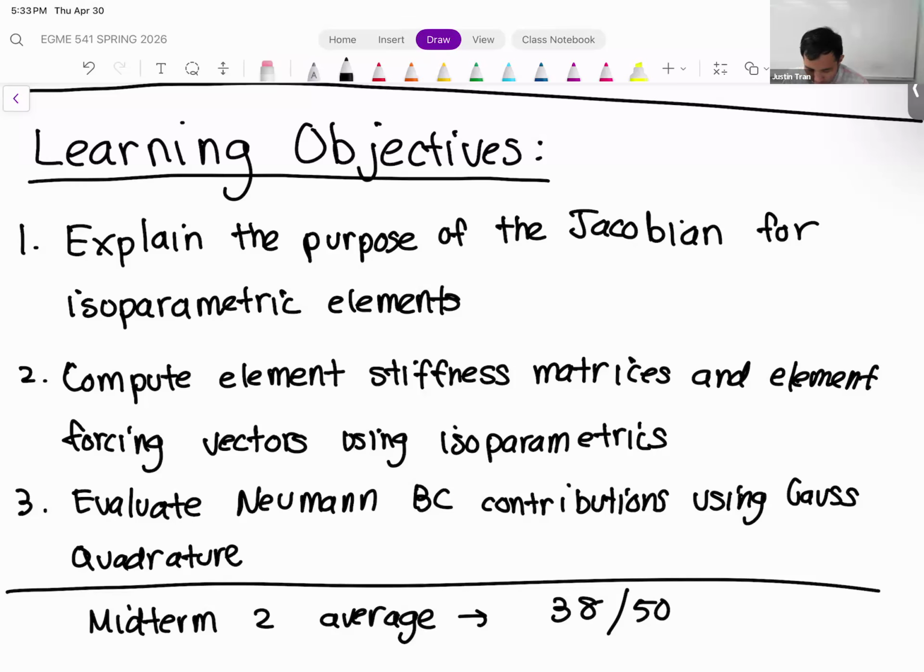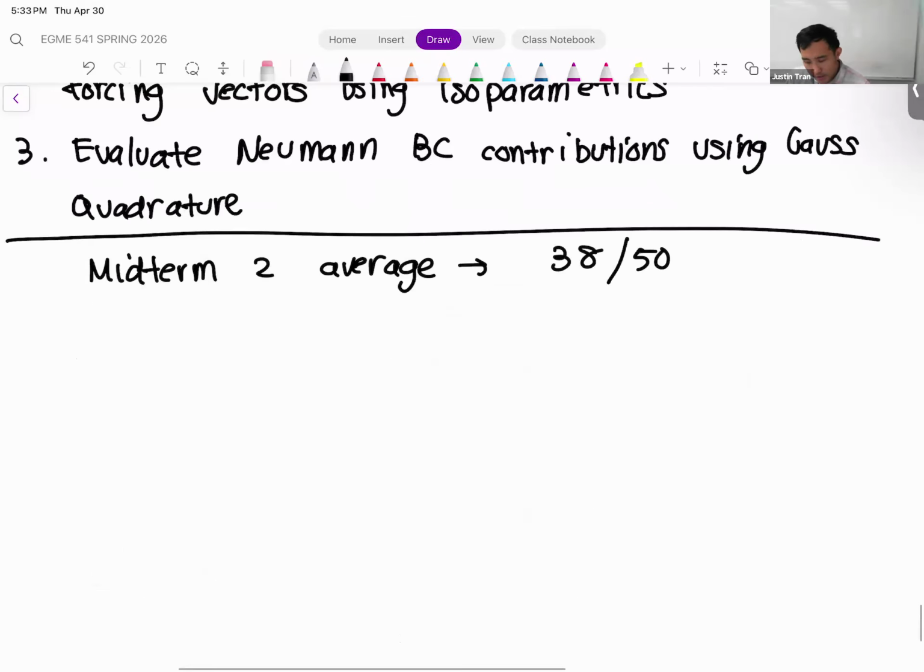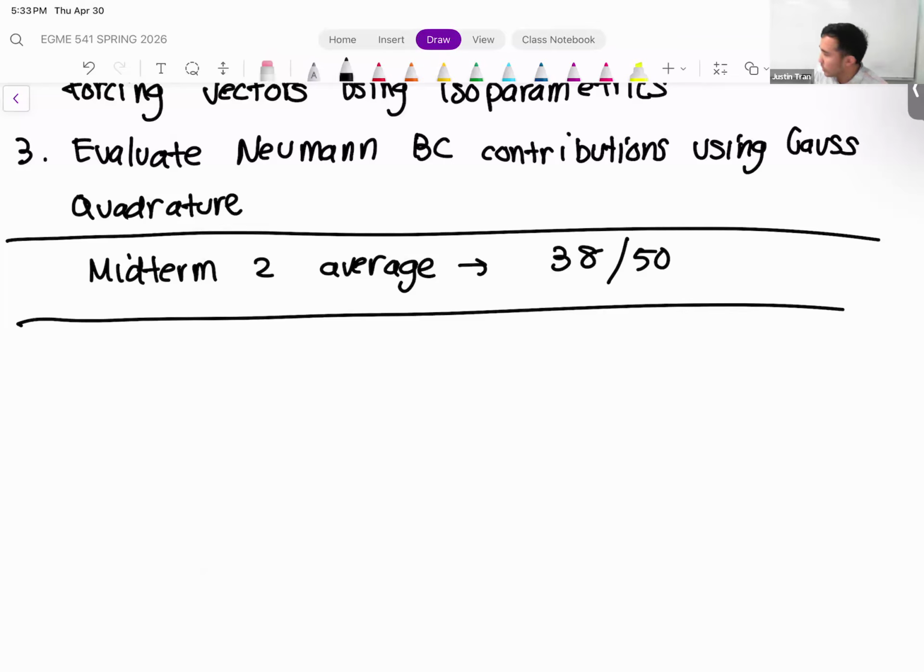So we kind of left off at not an ideal place. So let's spend some time reminding ourselves what we went over last time. All right. So the goal of isoparametric elements is to basically give us a way to perform all of the integrals for 2D heat conduction.